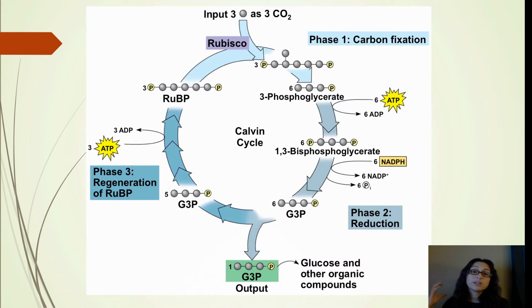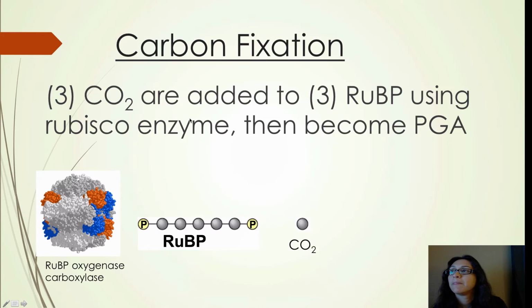Alright, so here is our complex looking Calvin cycle. When you look at it, we can see our phases here. We have our carbon fixation phase, our reduction phase, and then finally our regeneration phase back to RuBP, which is a molecule that we started with. So let's take a look first at the carbon fixation phase.